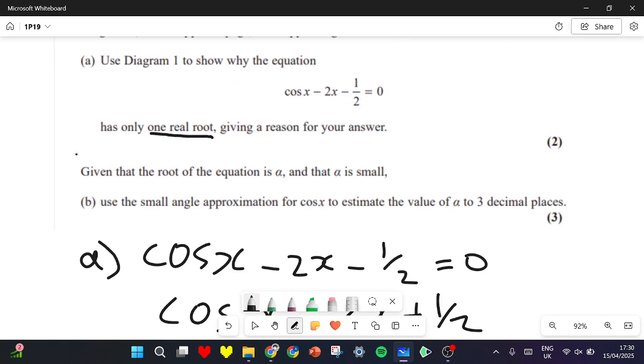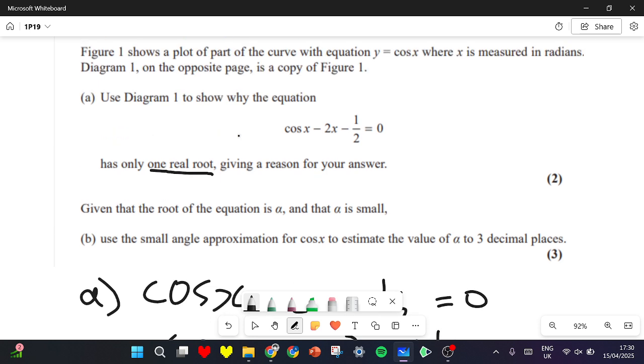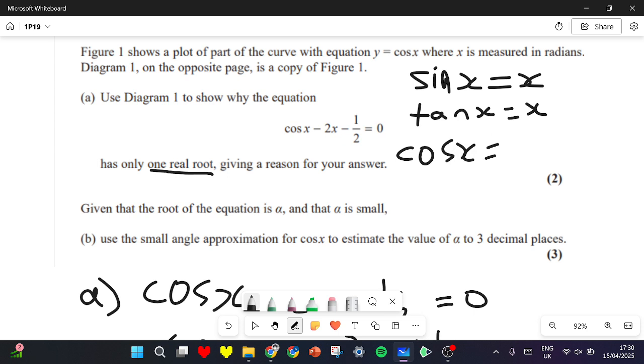Then for the next part, given that the root of the equation is alpha and that alpha is small, use a small angle approximation for cos x to estimate the value of alpha to 3 decimal places. The small angle approximations are not given in the formula booklet, so you just need to know them. For this question you don't need the sine or the tan one, but I'll write it out because you should know that anyways. So sine x is equal to x, tan x is equal to x, and then cos is the only one which is different. Cos is 1 minus x squared over 2.